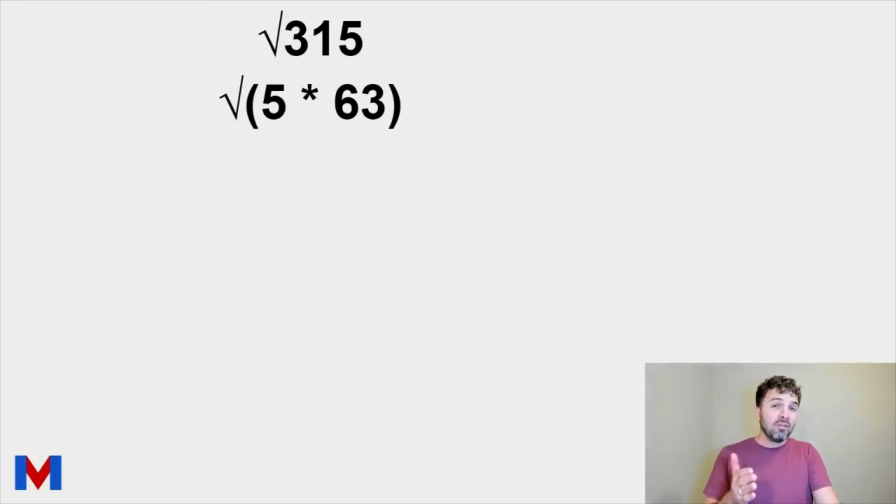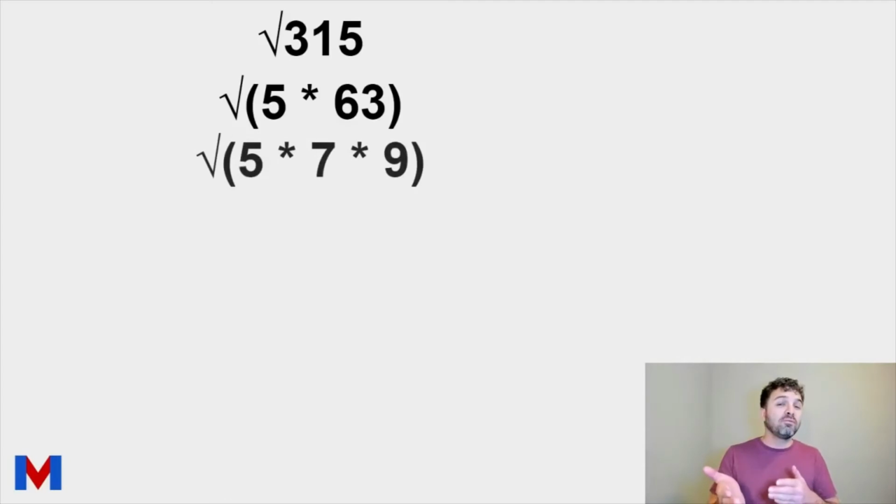You could factor out 63 by factoring out a 3, or I chose to factor out a 7. Either way is going to work. You'll end up with the same equivalent expression at the end of all this. So square root of 5 times, and then 63 I factor into 7 times 9.